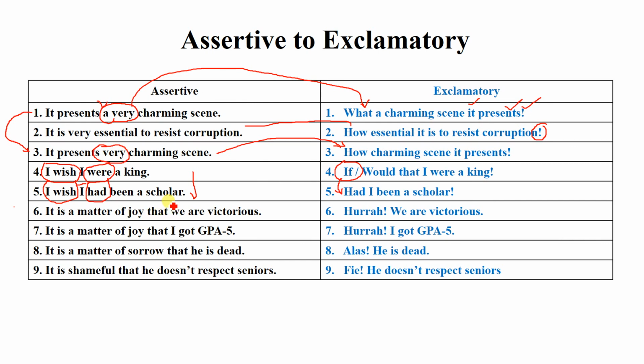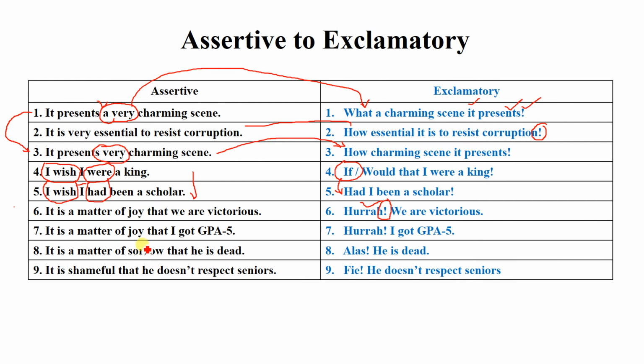"It's a matter of joy that": instead of it, just use one single word, "hooray," and after "hooray" you have to use the sign of exclamation. "It's a matter of joy that we are victorious" becomes "Hooray! We are victorious!" And number seven: "it's a matter of joy that I got GPA 5" becomes "Hooray! I got GPA 5!"